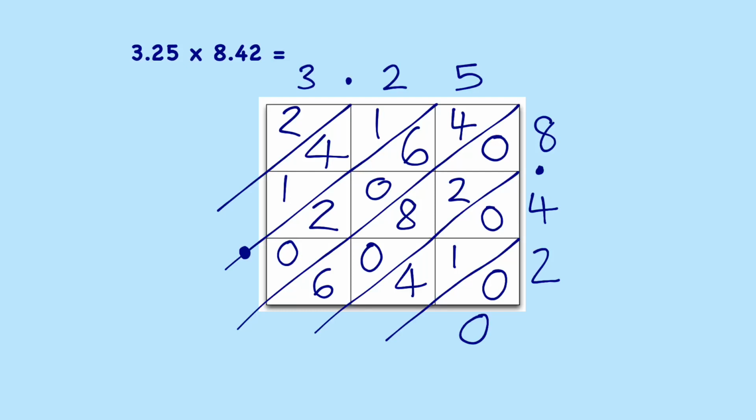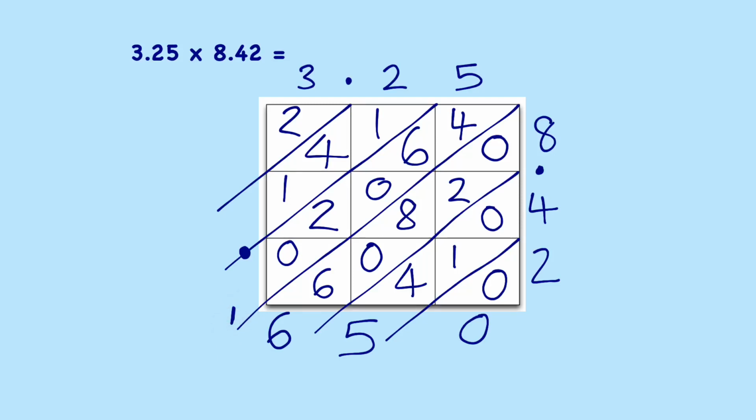My second diagonal line, I've got 0, 1 and 4, so that equals 5. My next diagonal line, I've got 0, 2, 8 and 6. Now 2, 8 and 6 equals 16. So what I'm going to do here is I'm going to write the 6 out of the 16, and then I'm going to carry the 10. And I carry the 10 to the diagonal line above it.